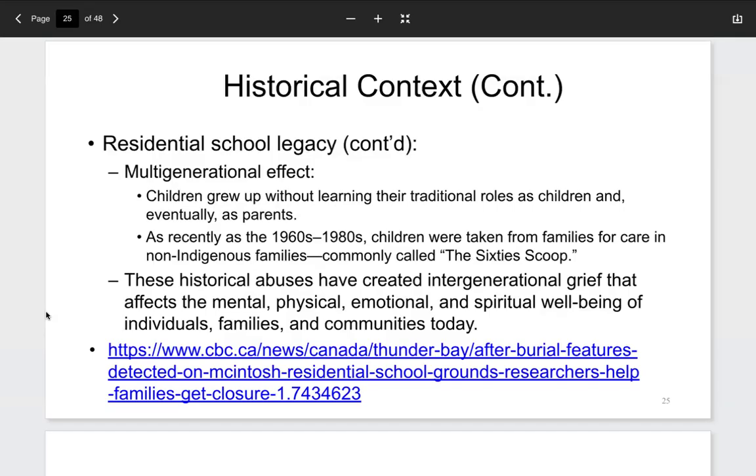And like I said, a lot of abusive stories have come out about the residential schools as well. So this is going to create intergenerational trauma. And that is what we're referring to, or going to be referring to today, when we're thinking about the health disparities that the Indigenous community faces.